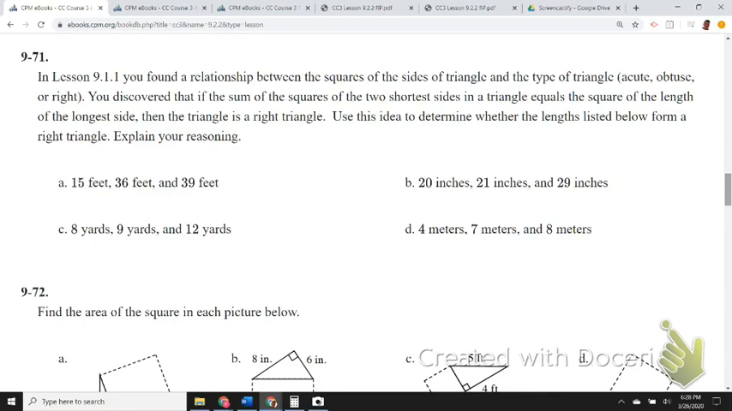So you're going to ask yourself, if I square each of these, meaning the small, the medium, and the large, the sum of the two smaller ones should equal the area of the larger one. Okay, so I want you guys to pause for about 30 seconds, try to do part A right now, and come right back.